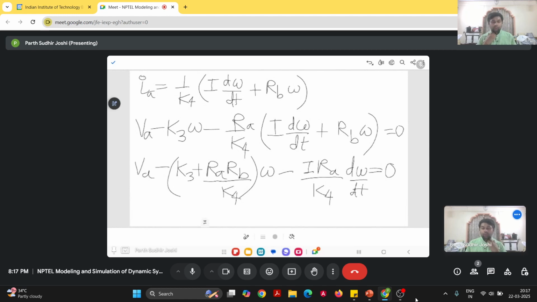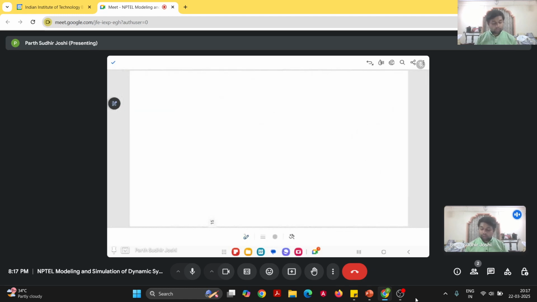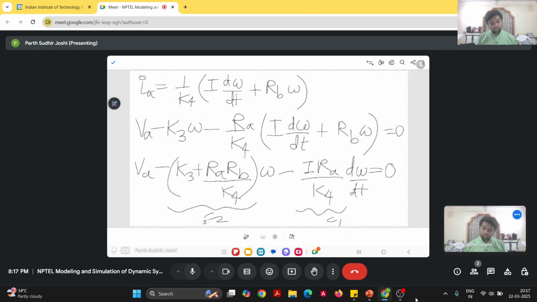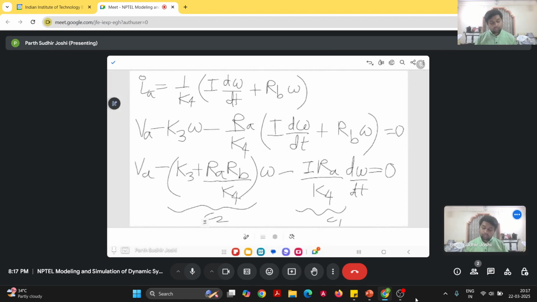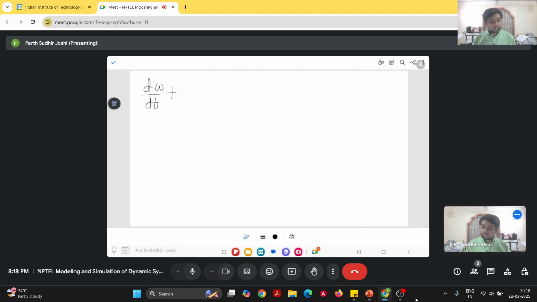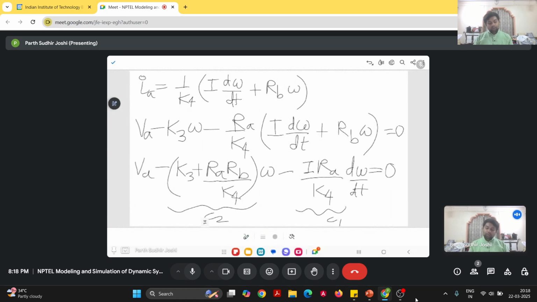So now how do we solve this particular differential equation? For that we can rewrite this differential equation. Let us denote this as some C1, this as some C2. Then we can write the differential equation as C1 d omega by dt plus C2 omega equals VA, or we can also write it as d omega by dt plus C2 by C1 omega is equal to VA by C1.